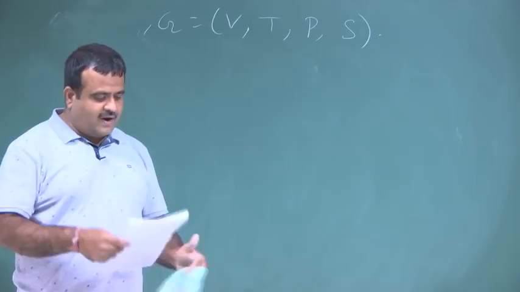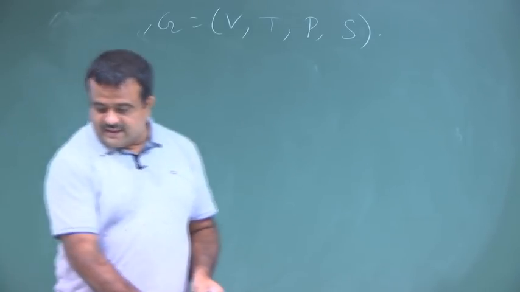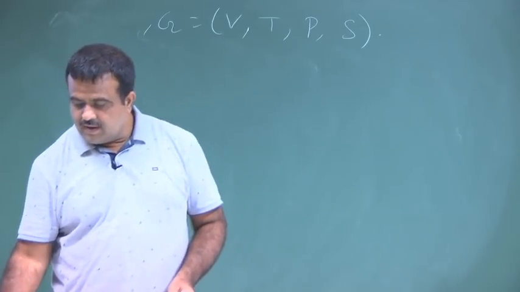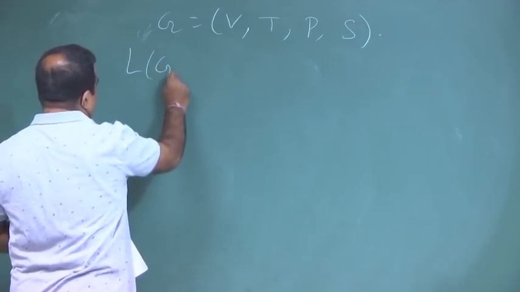Now we will define the language accepted by this grammar G. That is denoted by L of G.